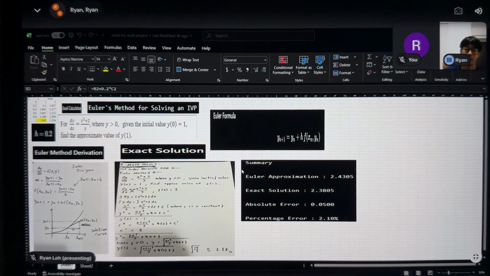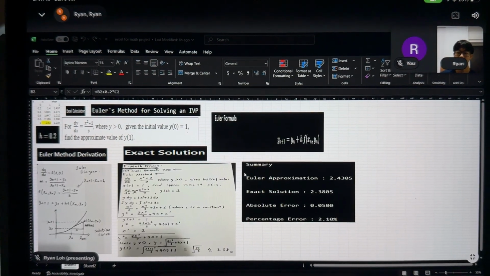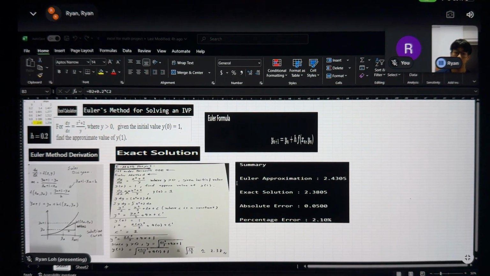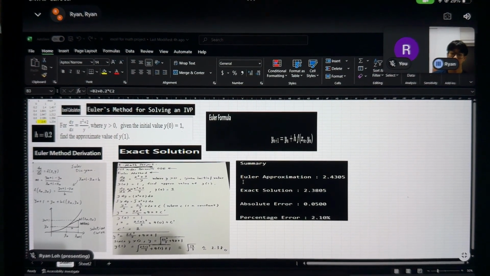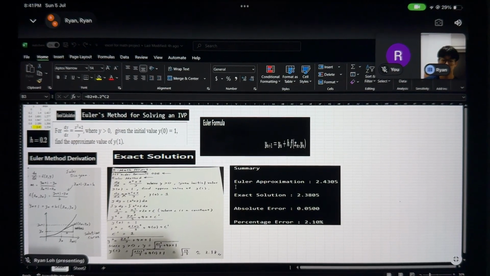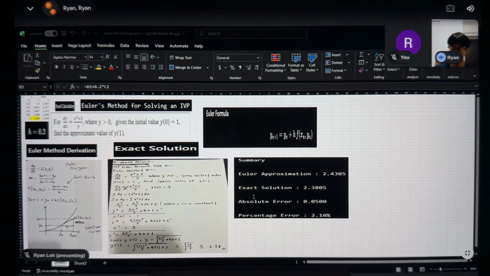This brings me to the end of my presentation. So today I explained how Euler's method works, derived the Euler formula, demonstrated the calculation using Microsoft Excel, and compared the Euler approximation with the exact solution. Overall, Euler's method is a simple and effective numerical technique for approximating solutions to differential equations when finding the exact solution is difficult. Thank you for watching.